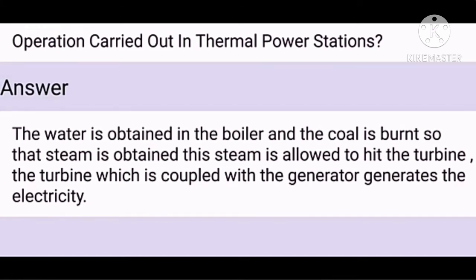How is the operation carried out in thermal power stations? The water is heated in the boiler and the coal is burnt so that steam is obtained. This steam is allowed to hit the turbine. The turbine, which is coupled with a generator, generates the electricity.